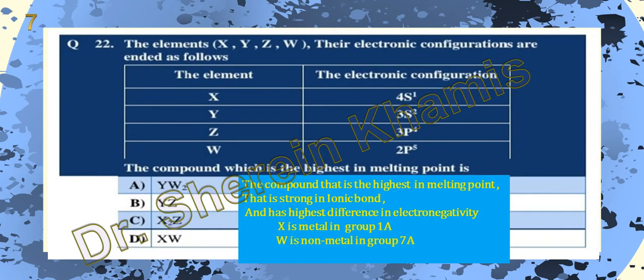So if we make a bond between X and W, one in group 1A and the other in group 7A, the difference in electronegativity between them will be high, so the compound will be XW. We take the first one in group 1A as the metal and the last one in group 7A as the non-metal, so the difference in electronegativity between them will be high and it will have the highest melting point. Okay, let's go to question 23.